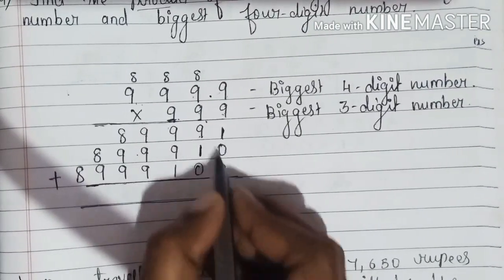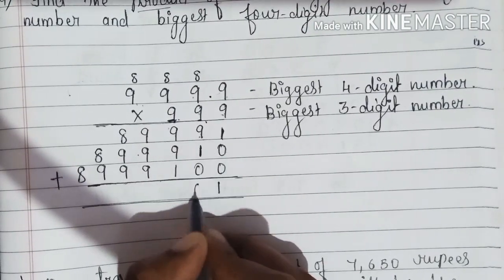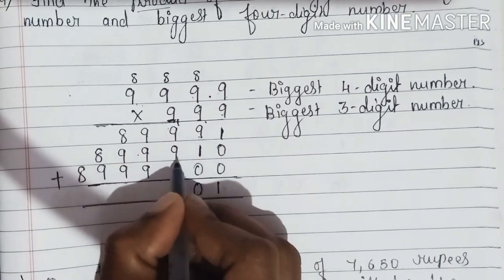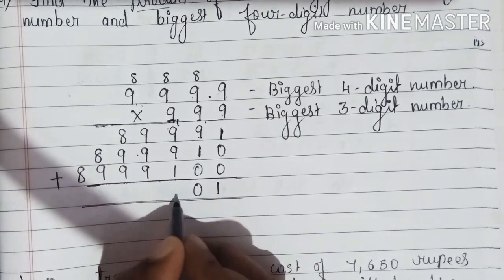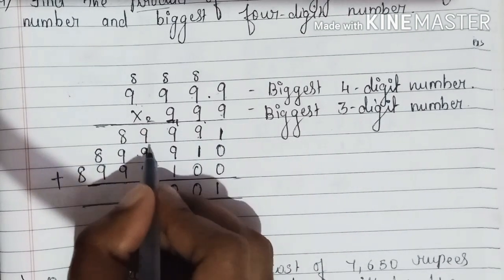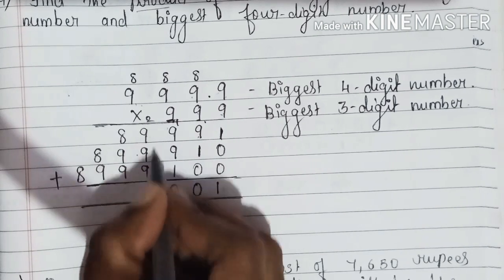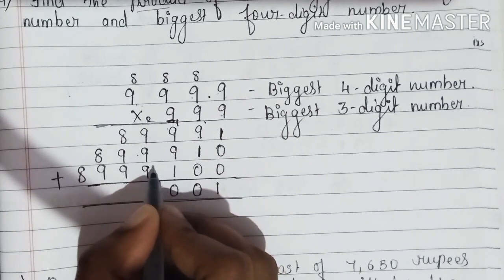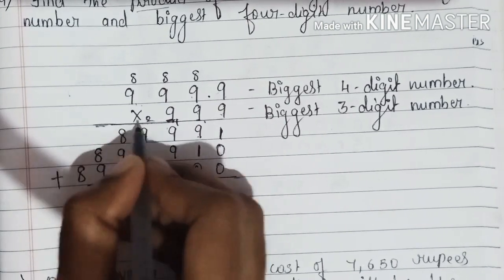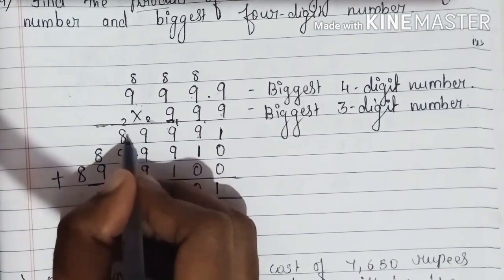This will be 1. 9 plus 1 will be 10. 0 here and 1 will be carryover. 9 plus 1 is 10. 10 plus 9 is 19. 19 plus 1 will be 20. 0 here and 2 will be carryover. Now by adding these three 9s we will get 27. 27 plus 2 will be 29. 9 here and 2 will be carryover.